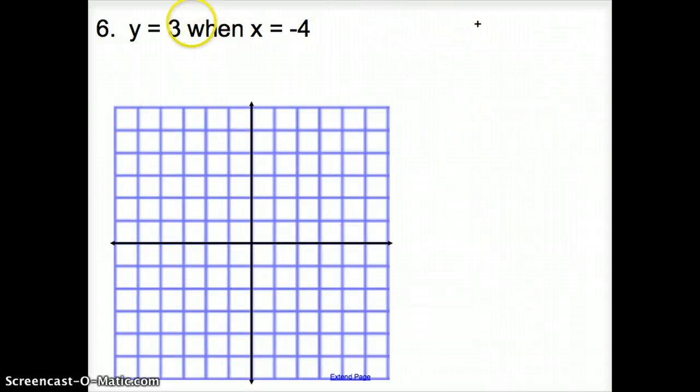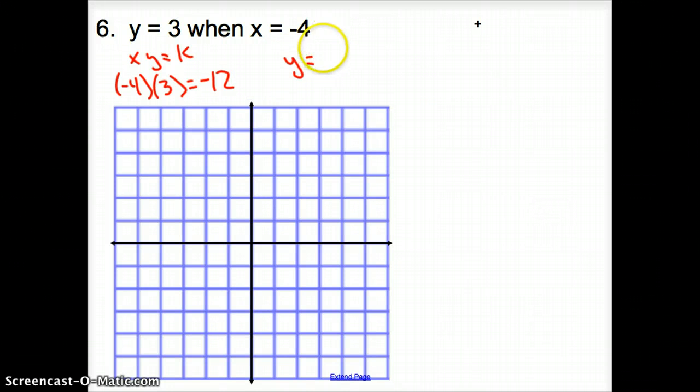Here, the first thing we have to do when graphing is to find our k. How do we find our k? We just go x times y equals k. So we have a negative 4 times a 3. That's going to give us negative 12. Now, since we have our negative 12, let's write our equation. y equals, k goes on top, negative 12 over x. So there is my equation.